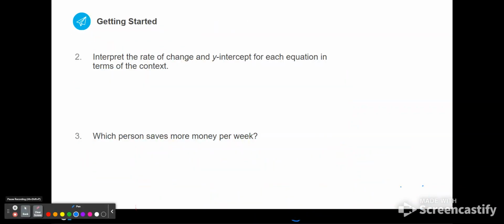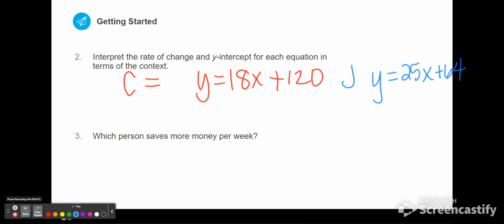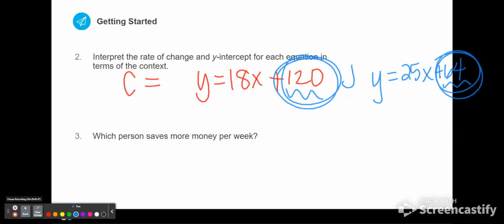The next question asks you to interpret the rate of change and the y-intercept for each equation in terms of the context. When I think about Colleen and Jimmy, I think about their equations. Now remember, your y-intercept is the location where these both start. So where do you start on the graph? I start with Colleen at 120, and I start on the graph at 64 with Jimmy. So for number 2, make sure you have Colleen's written down at 120 and Jimmy's written down at 64.